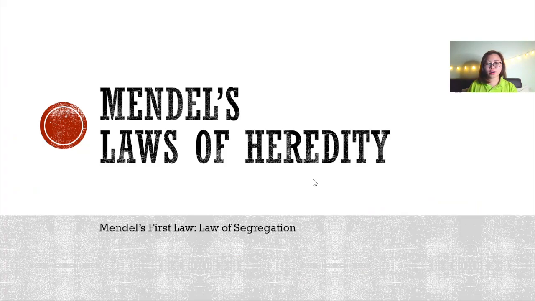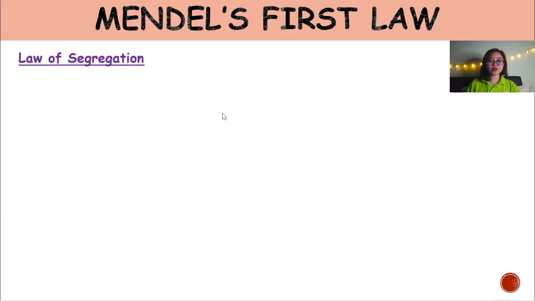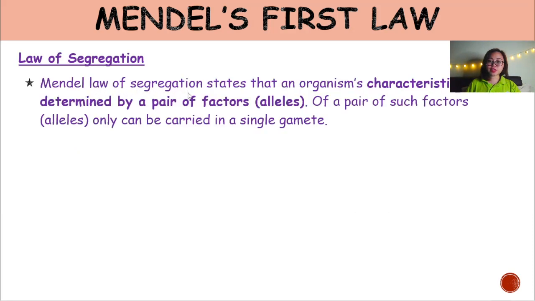Alright, so we are also going to go into Mendel's laws of heredity, and which is in Mendel's first law of segregation. So what is Mendel's laws of heredity? Ini adalah hukum-hukum Mendel. We're going to go into the first law, the law of segregation. Mendel's law of segregation states that an organism's characteristics are determined by a pair of factors or alleles. Of a pair of such factors, they can only be carried in a single gamete.